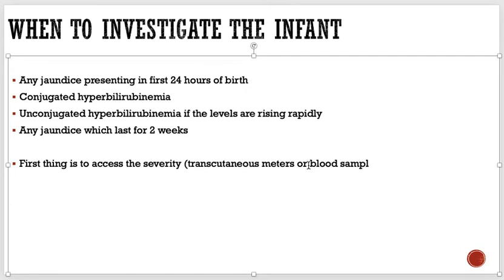To tell you the reality, guys, these transcutaneous meters were not available when I was in medical school. But nowadays I have seen them in hospitals. When the new baby is born, they have a meter, and they simply put the meter on the skin of the baby, and it tells you the level of bilirubin in the body. So nowadays, it is a very nice thing they have.